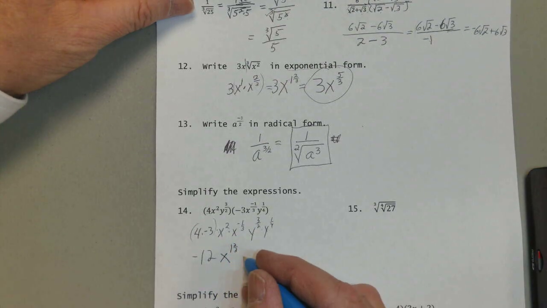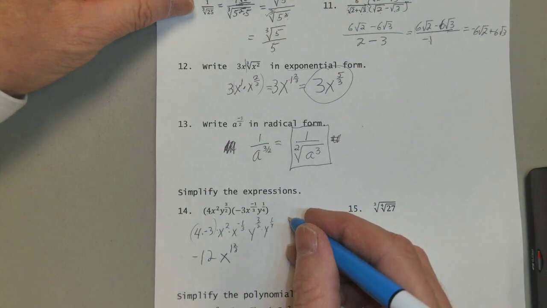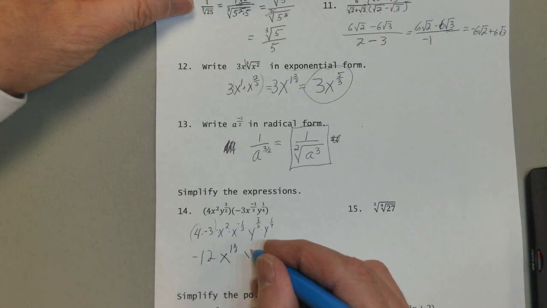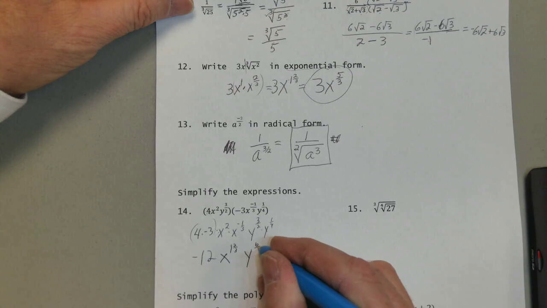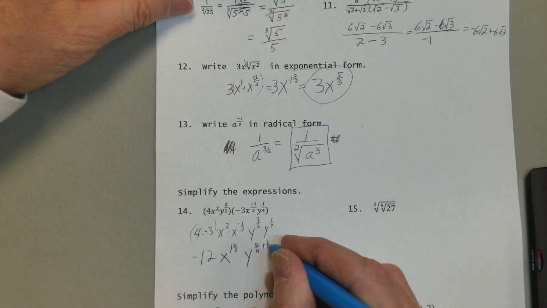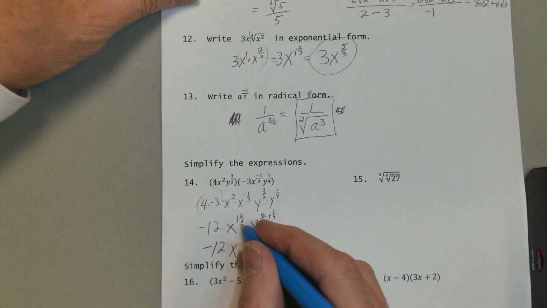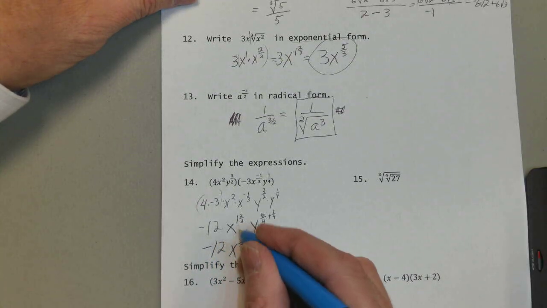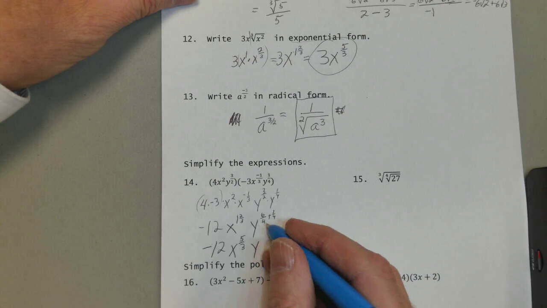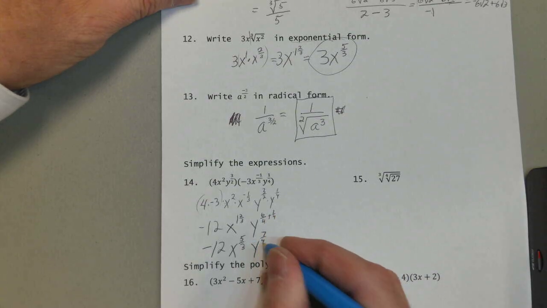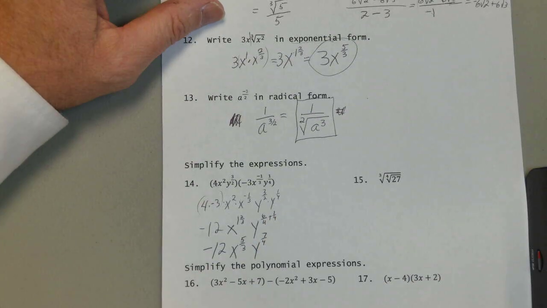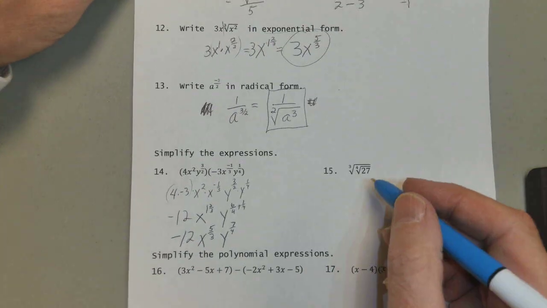Now 3/2, that is 6/4 plus 1/4. So my final answer, I'm going to write negative 12 x to the 5/3, converting that, and then y to the 7/4. Okay, now number 15.